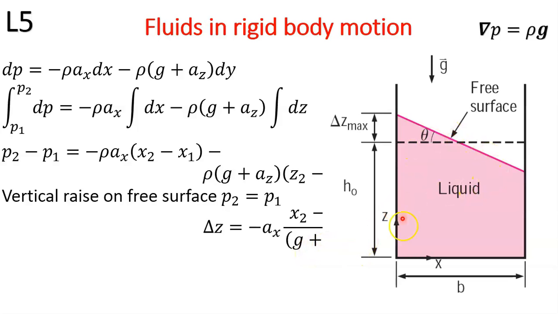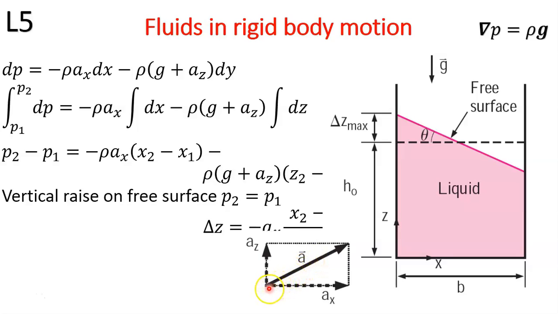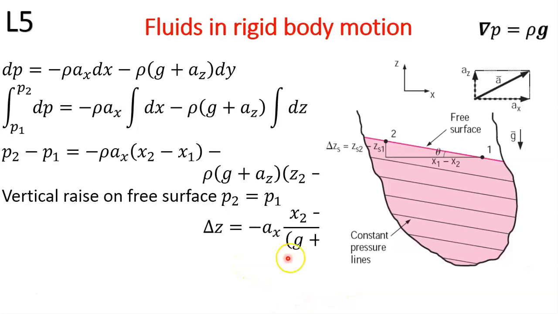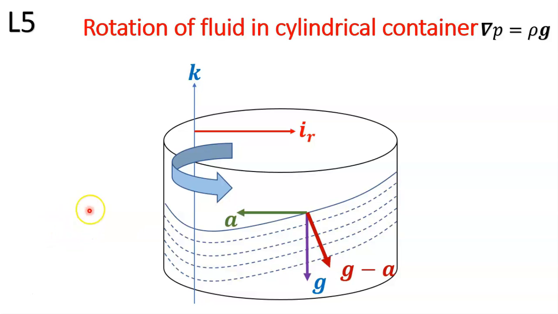So here you can have a look at the geometry, how the surface behaves, and when we are considering acceleration along the x direction as well as the z direction, the resultant will be in the xz plane. And if we would like to see the constant pressure lines, the isobaric lines, these are the lines involved and this is the geometry involved. Now friends, we are in a position to discuss rotation of fluid in a cylindrical container.